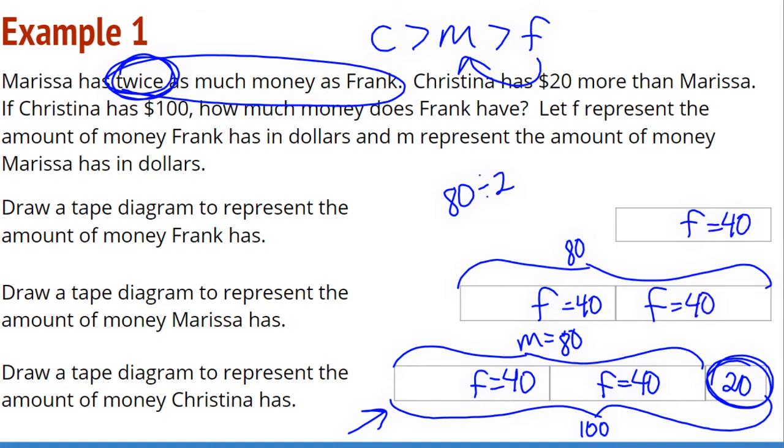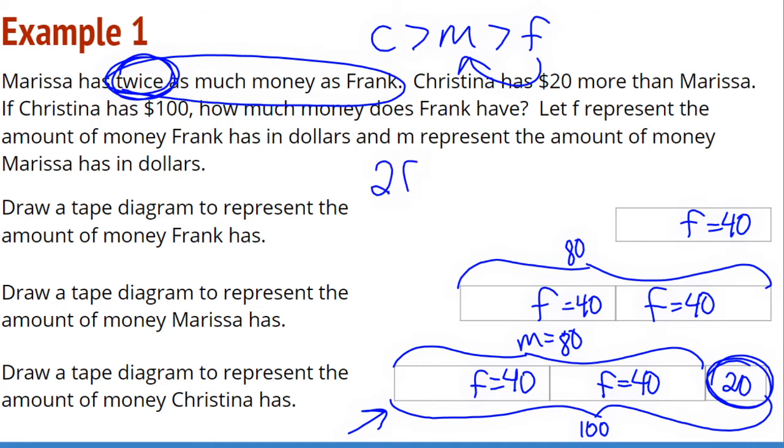And I have just all of a sudden filled up my entire tape diagram. So Frank has $40, Marissa has $80, Christina has $100. And I figured all that out with a tape diagram. But we also looked at it algebraically.